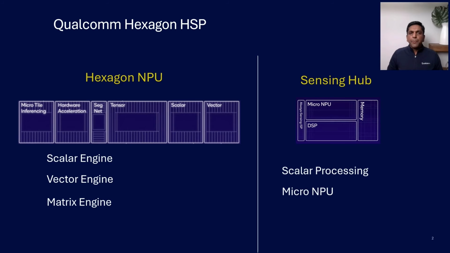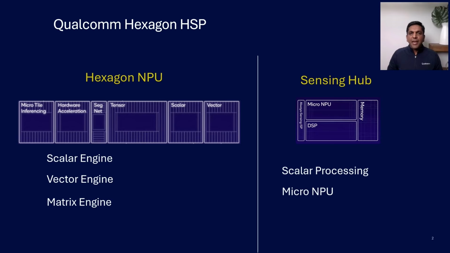Let's look into the compute subsystems within both Hexagon NPU and the Sensing Hub. On the NPU side, we have three specialized engines. Scalar processor, ideal for control logic. Vector unit, optimized for data parallel operations. Matrix unit, designed for high-performance matrix computations, especially in deep learning models.